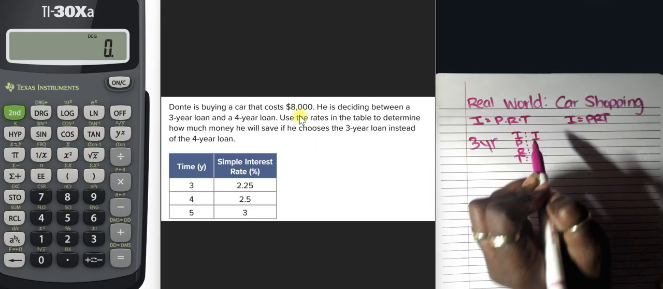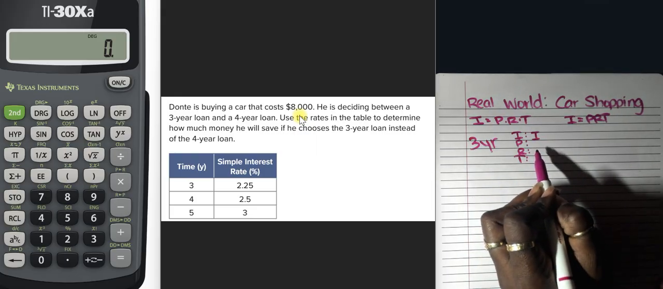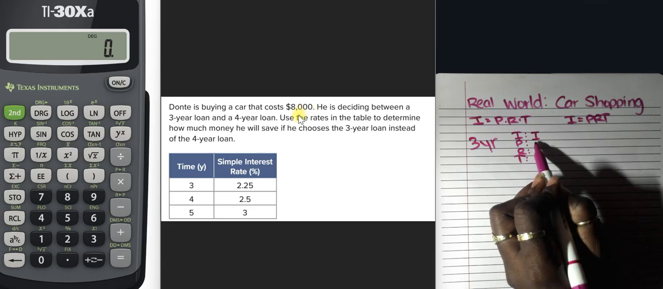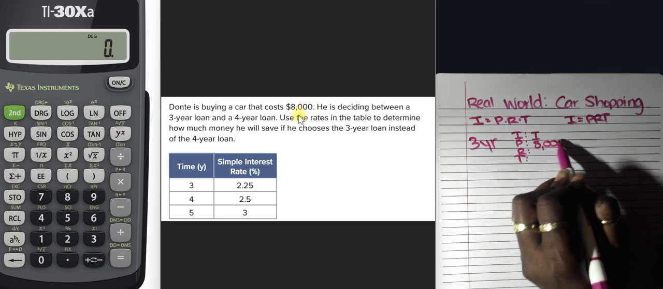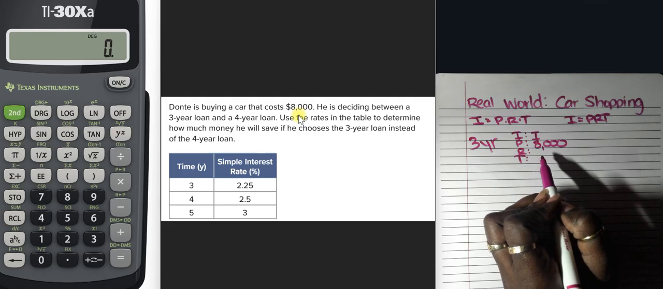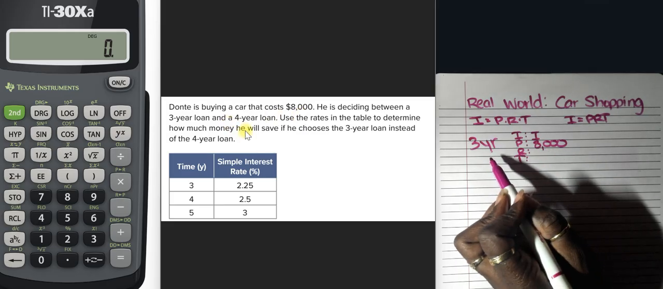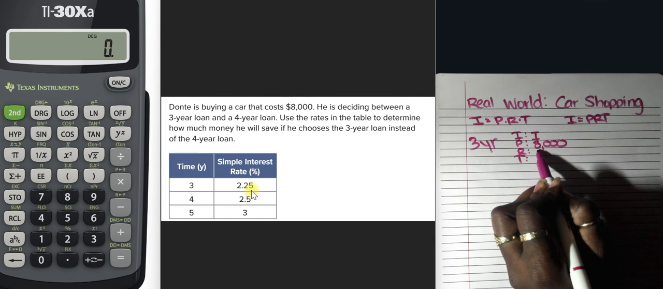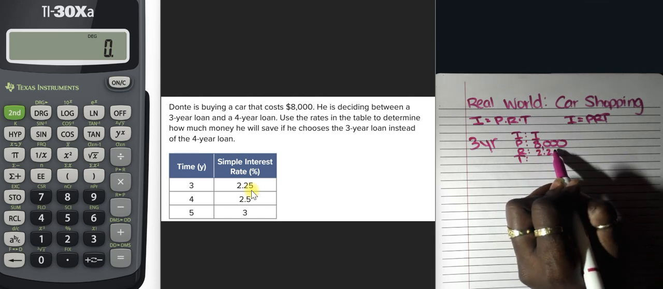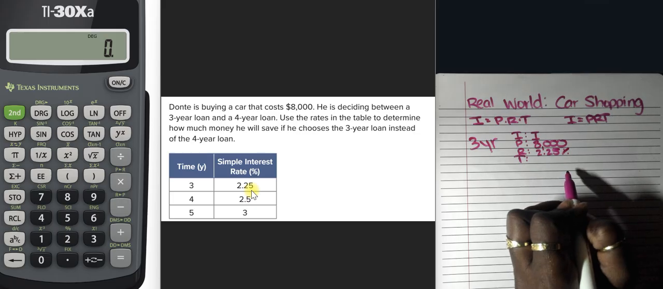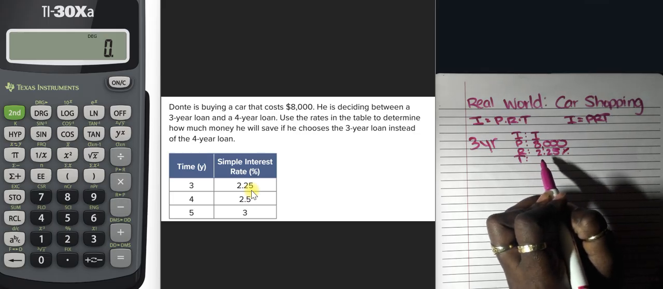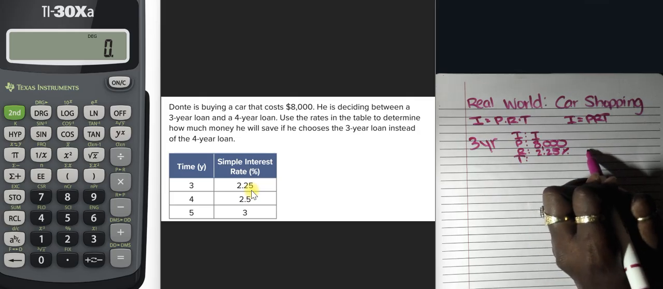So I'm going to call that I. And then the principal is going to be how much does he need to borrow, which is the $8,000. So he's borrowing $8,000. And then what is the rate? So if we get the 3-year term, our rate is going to be 2.25%. So it's important to write this down, 2.25 and your percent sign. Remember, if we want to convert this into its decimal equivalent, you're going to move that decimal 2 places to the left.